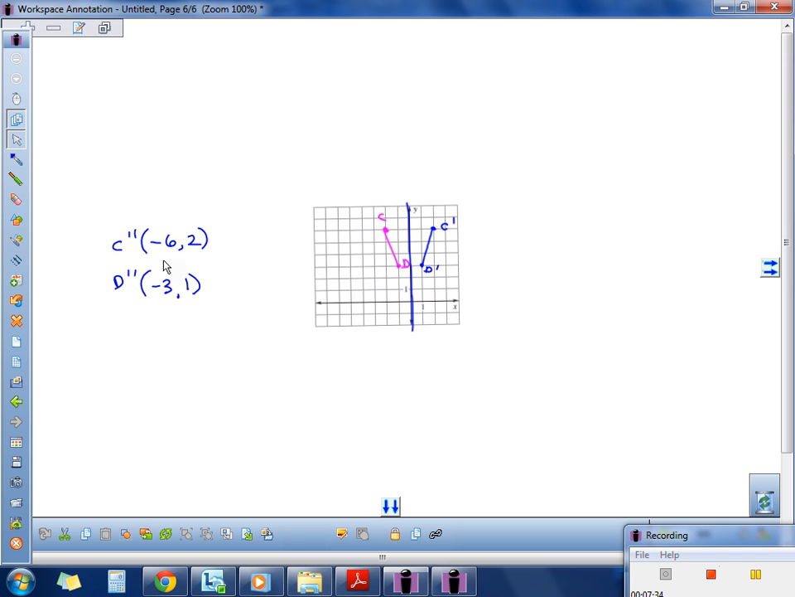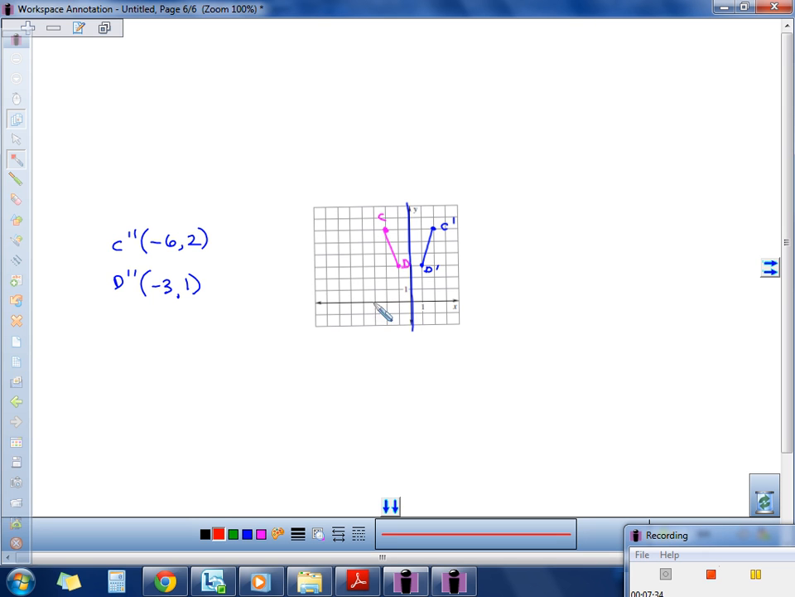Now I can rotate my shape back, and I can graph these coordinates. So I'll graph them over here real quick. So -6, up 2. There's my C double prime. And then -3, up 1. There's my D double prime. And that's where my final composition will end up.